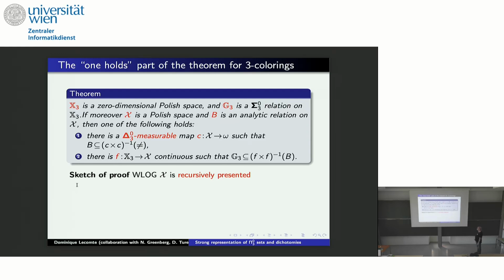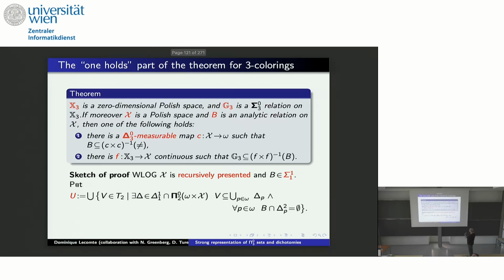Without loss of generality, we may assume that X is recursively presented, as usual, to simplify notation, and B is lightface Sigma 1 1. Coming from this topological characterization, we can define the following set. It's the union of the T2 open sets, which are covered by countably many G delta sets whose square does not meet the relation B. And this sequence of G delta sets is uniformly Delta 1 1. So if U is everything, then we have a coloring.